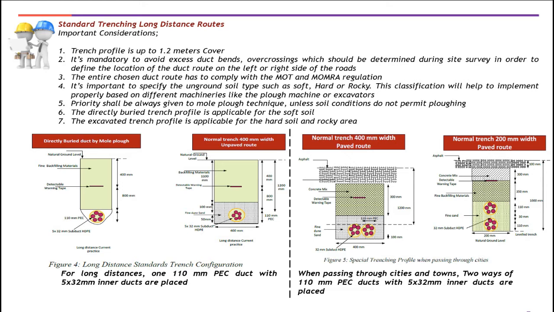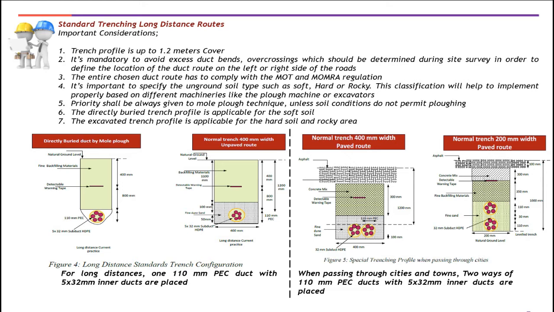When you are outside the city, a single 110 mm PEC duct with pre-installed 5 by 32 mm subducts must be used, buried by plowing machine to a depth of 1.2 meters or installed in a standard trench of 400 mm width by 1.2 meters depth from the top of the duct. For the mole plowing method, detectable warning tape must be installed 800 mm from the top of the duct, with 400 mm backfilling of fine materials for the remaining trench with respect to the ground.